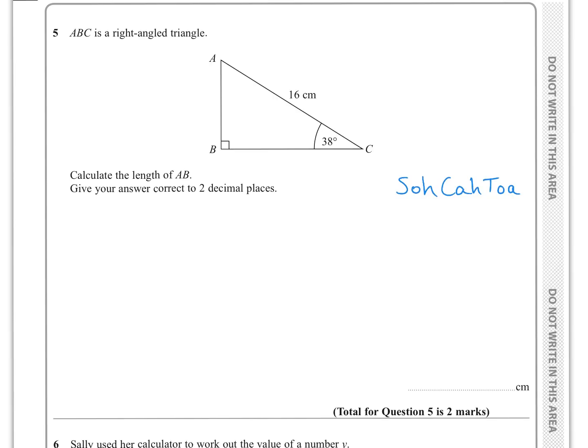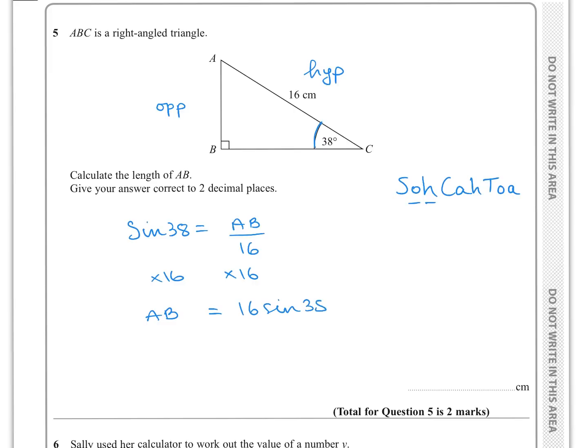So what have we got here? We've got an angle, we've got the hypotenuse, and we're asked to calculate AB, which is opposite the angle. So we're going to use the opposite and the hypotenuse, so that is sine. So sine 38 is going to be the opposite, which is AB, divided by 16, which is the hypotenuse, and then times both sides by 16 to get AB. So AB is going to be 16 sine 38.